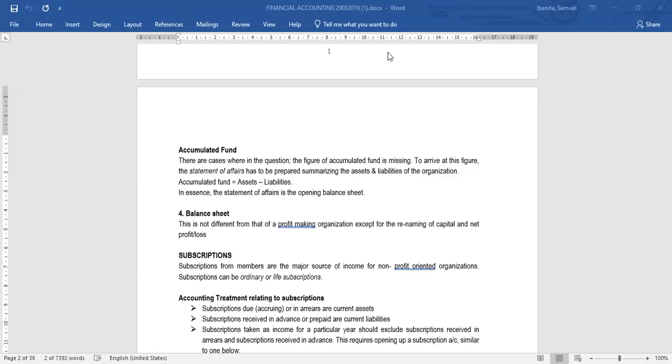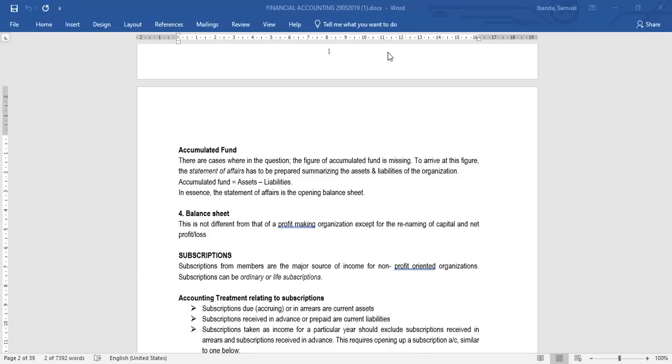Now, just for you to know, when it comes to accounting treatment for subscriptions, subscriptions are incomes, okay? Like we've said, it's one of the key incomes when it comes to non-for-profit. Now, how do we treat subscriptions? Because these organizations run in a way that members contribute, there are cases when we have things like subscriptions due, okay? Subscriptions received in advance. Like I said, we can have people that go ahead to, let's say, pay in advance. We can also have life subscriptions.